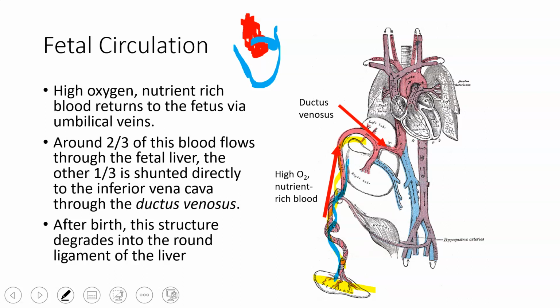About 2/3 of the blood goes through the fetal liver. A third of it bypasses the fetal liver and goes straight to the vena cava through what's called the ductus venosus. So the ductus venosus is the liver bypass.